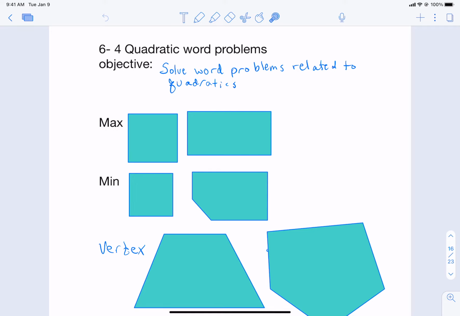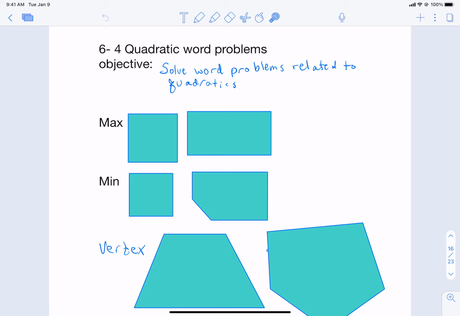In 6.4, we're going to be talking about quadratic word problems. Basically, we are going to have these quadratic equations that are related. Usually, a lot of times it is for trajectory motion. A rocket is being launched. You're throwing a ball up into the air and it's coming back down. Those are very, very common for quadratic word problems.